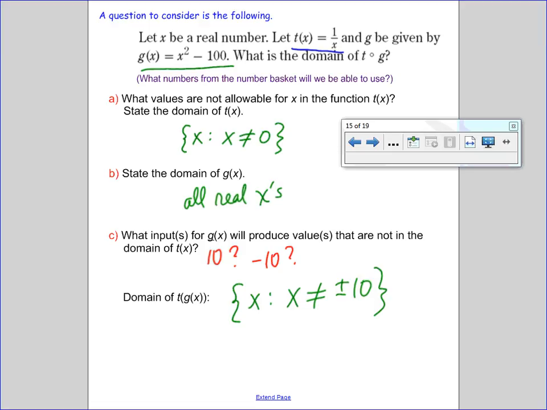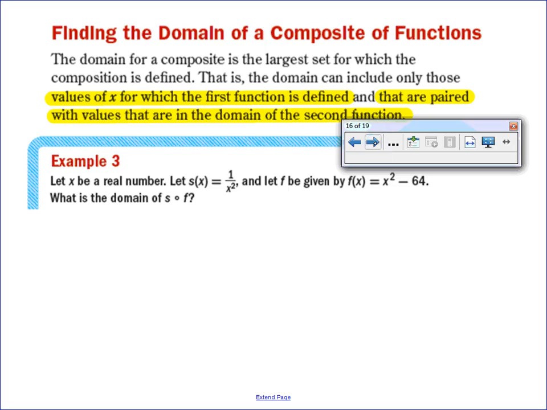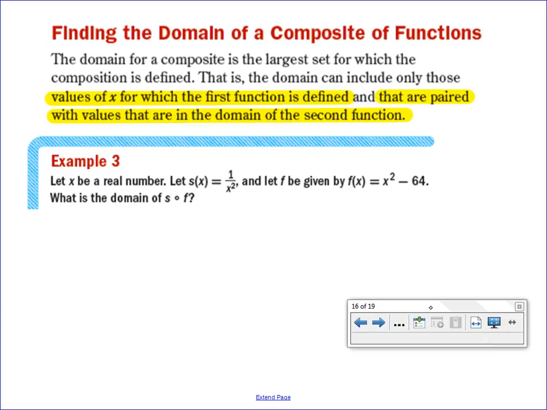The reader now knows that everything else for x is okay, except x cannot equal positive or negative 10. Awesome work. All right. For your partner, I'd like you to go ahead and do the same thing now for a new composition. That is S of f of x. I want you to talk quietly with your partner and come up with the response.